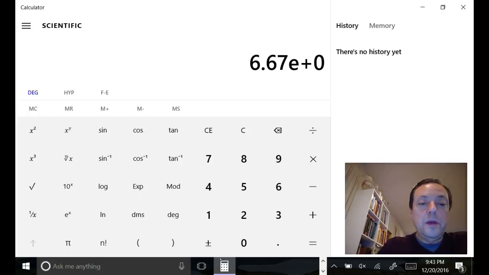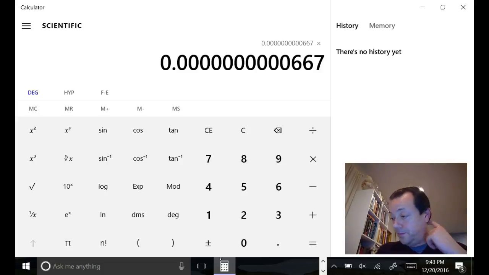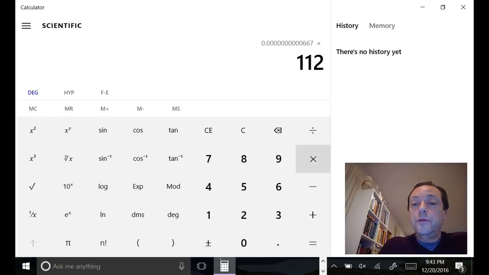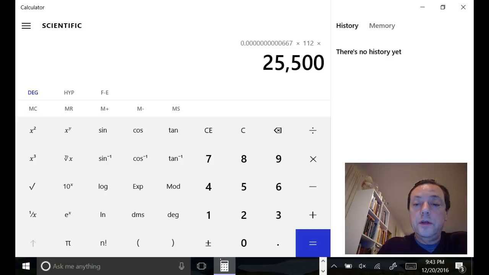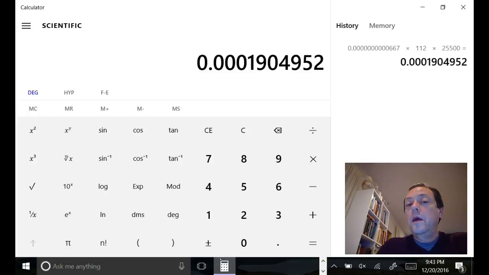So 6.67 exponent minus 11 times 112 kilograms times 25,500 kilograms. And because of the increased mass of the building mostly, we've got a number that's about 2/10,000ths in the numerator. The denominator is quite large, so we're still going to get a pretty small result.